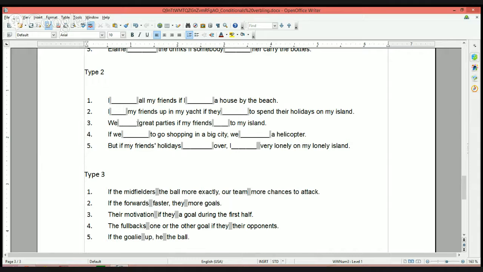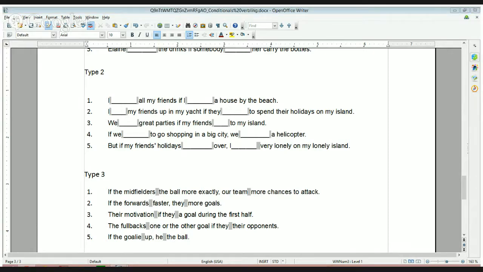And Paola, will you do number 3 for us? The first blank is going to be throw, and come for the second one. We would throw great parties if my friends came to my island. Yep, excellent. We would throw great parties if my friends came to my island. Awesome. Thanks, Paola.